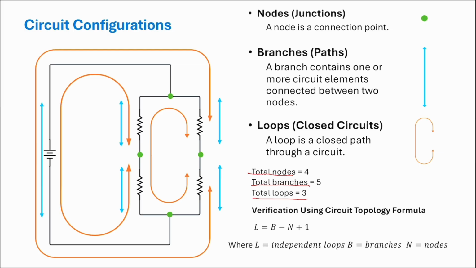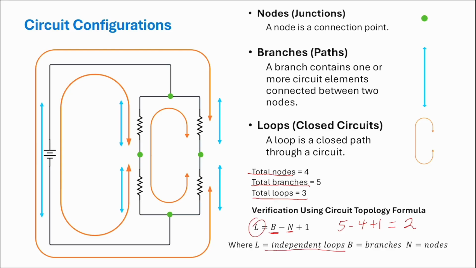Now, there's a formula. Here, B is the branches, so branches is 5. N is the nodes, 4. So 5 minus 4 plus 1 is equal to 2. What I mean is 2 is the independent loops.